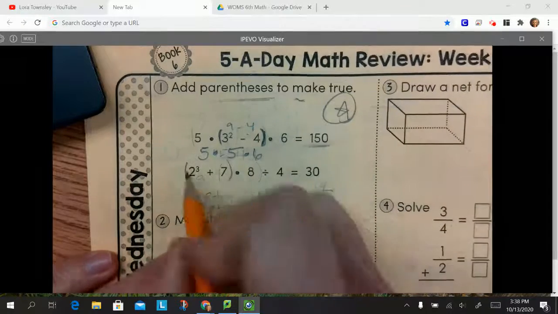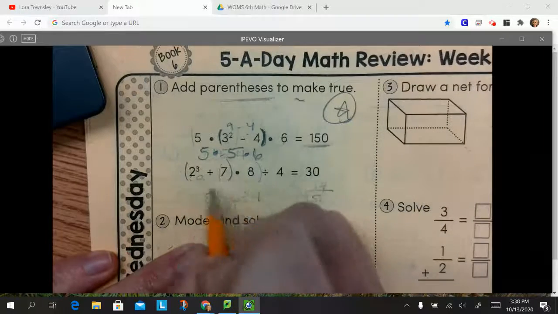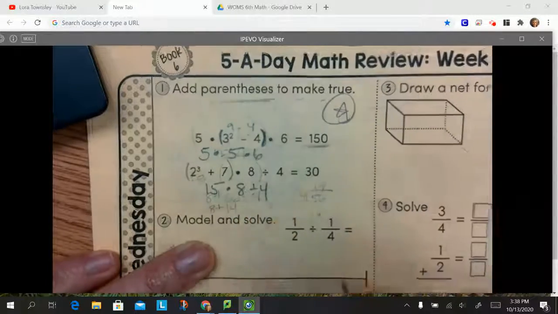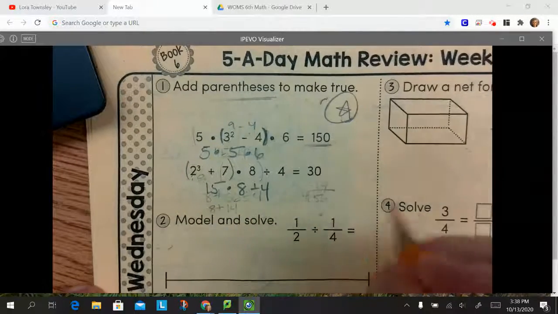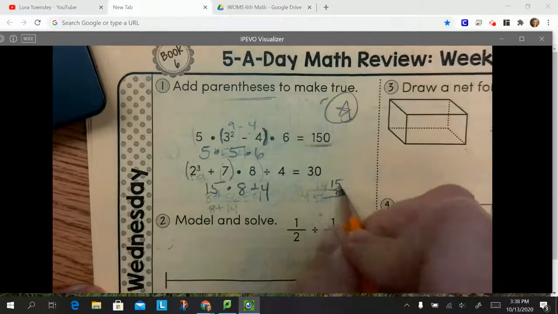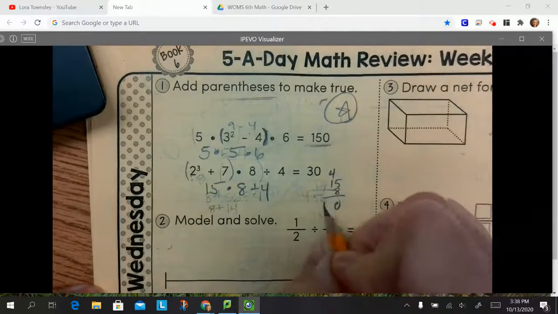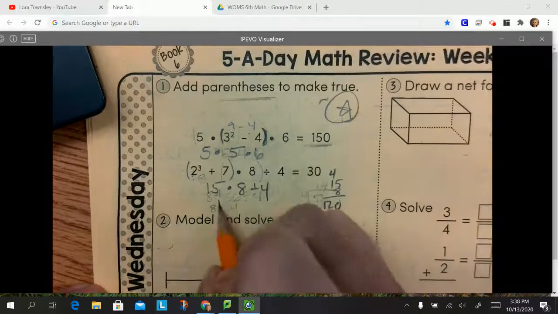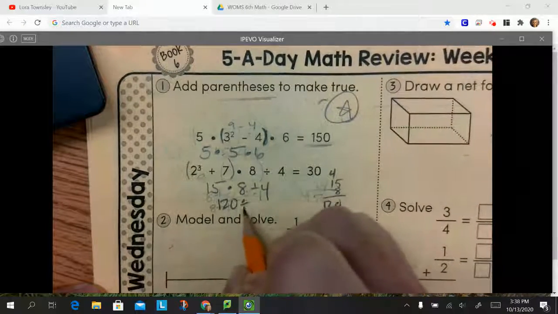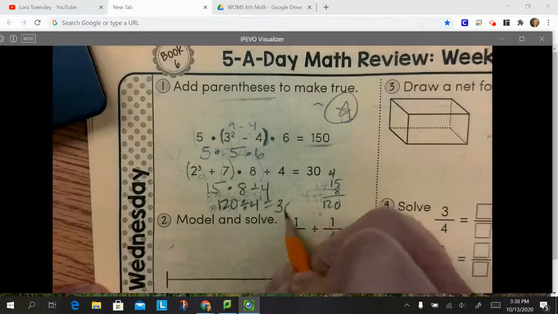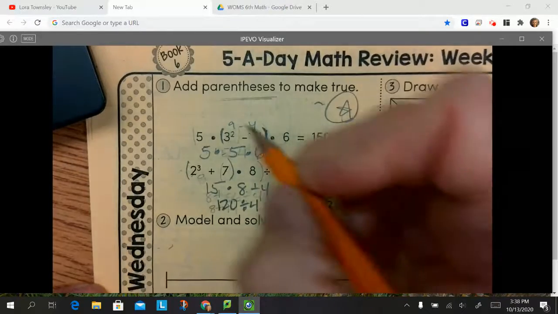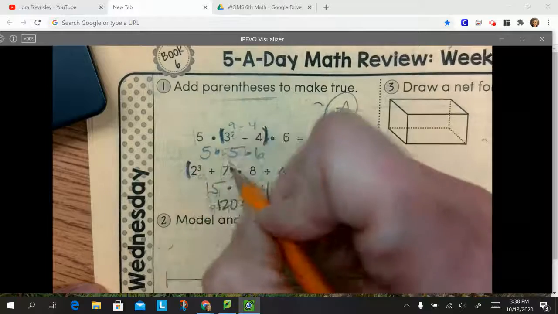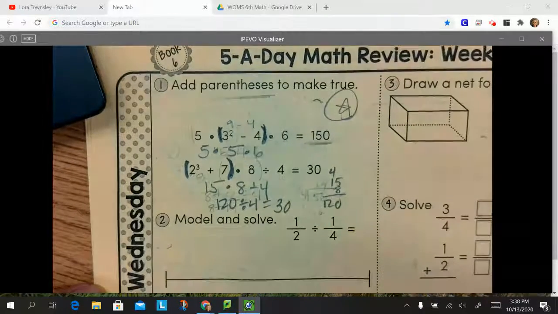All right, I don't know. Try this. 2 cubed is 8. 8 plus 7 is 15. 15 times 8 divided by 4. Okay, 15 times 8. Okay, so that works. Look, 15 times 8 is 120. 120 divided by 4 is, in fact, 30. Okay, so that works. So this and this both work.